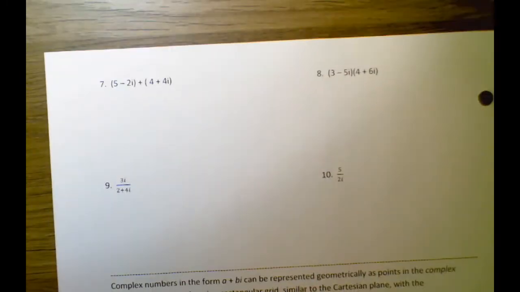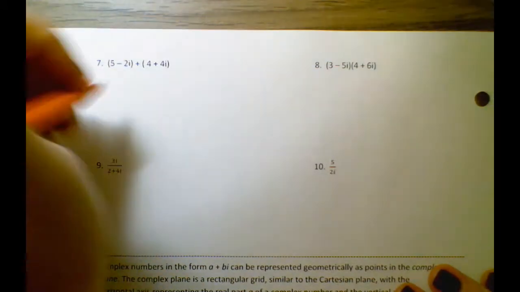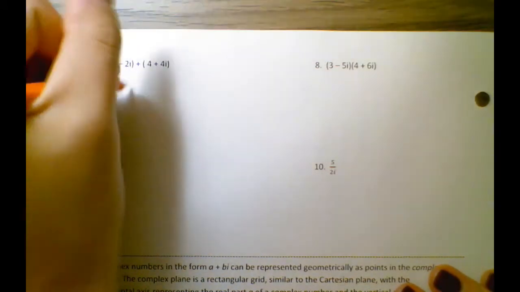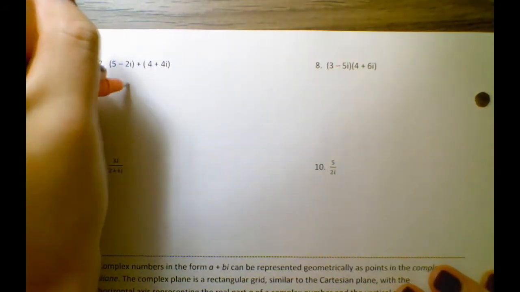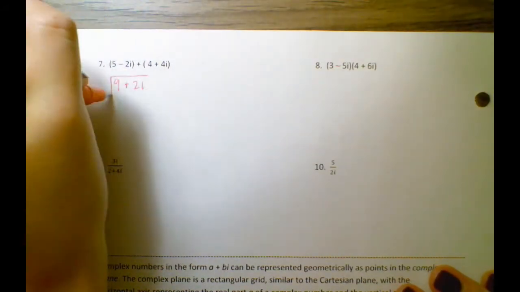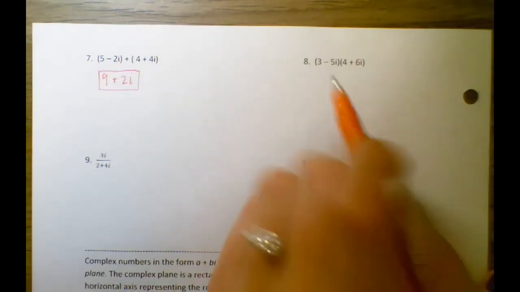Okay, on to the back. All right, number 7. So here I am adding. Because I'm adding, I'm just going to go ahead and combine my like terms. 5 plus 4 is 9. Negative 2 plus 4i is positive 2. And then I have the i after those.